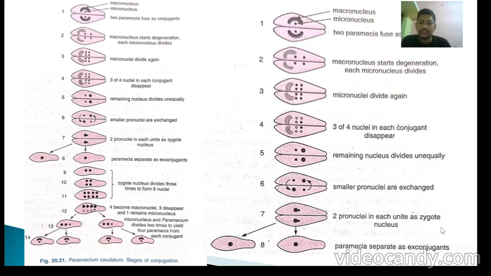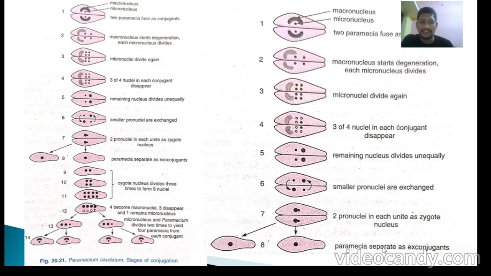Now after the formation of the zygote nucleus, the 2 paramecia get separated, and now these are called ex-conjugants. For example, when we are close friends, we are like conjugants, but due to some problems or issues, we get separated. Now what will you call him? You will call him my ex-friend. Like that, here also, in the beginning when they are fused, they are conjugants. After the exchange of nuclei, their work is over. Now they are called ex-conjugants.